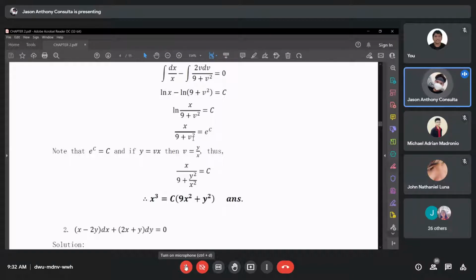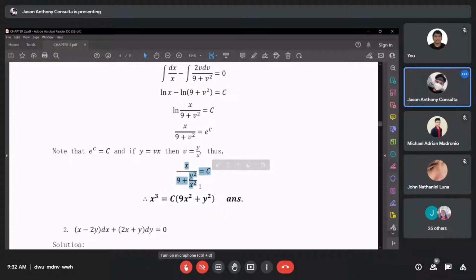Then, ano yung original equation? X and y, di ba? So, ibabalik natin yon. Dapat wala tayong v. So, sa first step ng solution, nag-substitute tayo ng y is equal to vx. Therefore, v is equal to y over x. So, substitute lang natin yun sa v: y squared over x squared, then simplify it. We have this one. So if kung okay na sa inyo to, okay na din yan.